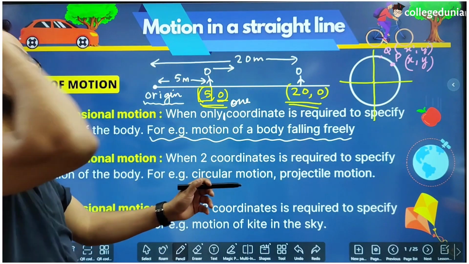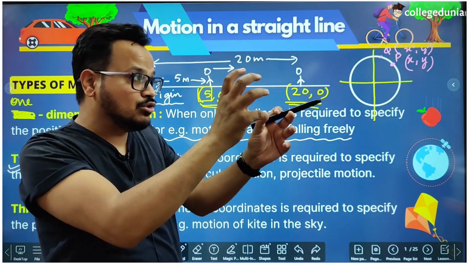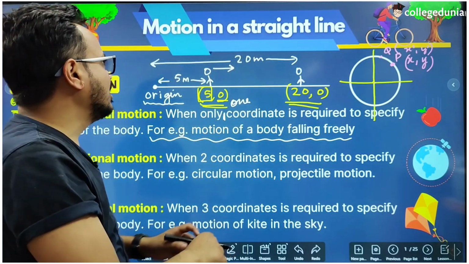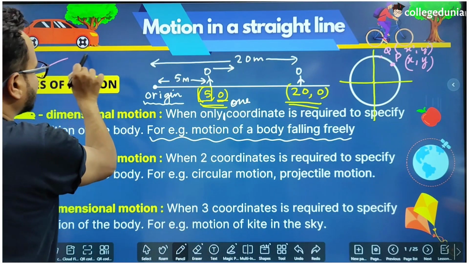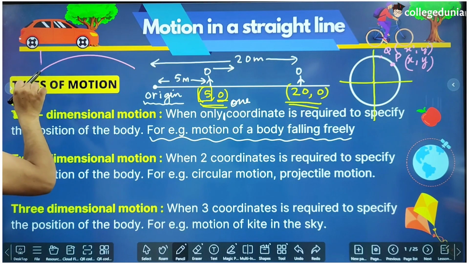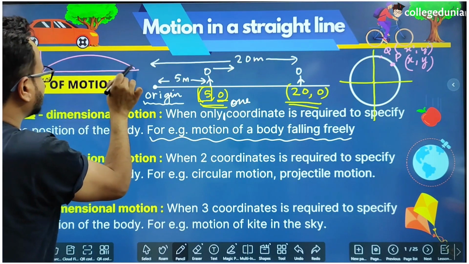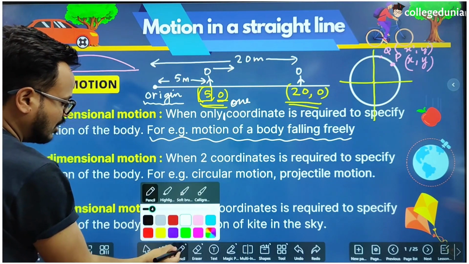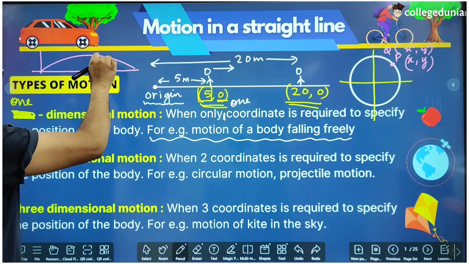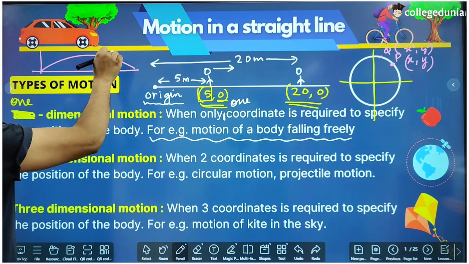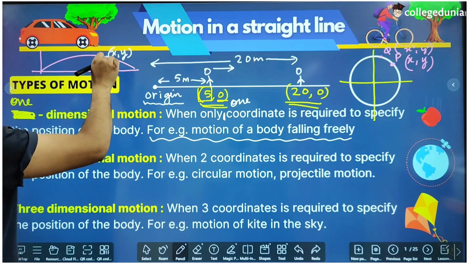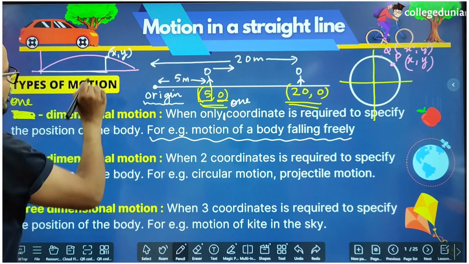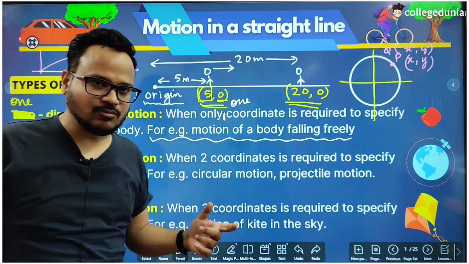When you throw a ball or something to someone, the path followed by that ball is this. And if this is the y-axis and this is the x-axis, then at any instant of time, we need two coordinates. Suppose the body is at this point, so we need two coordinates to specify the position. This is y and this is x. So that is also a two-dimensional motion.